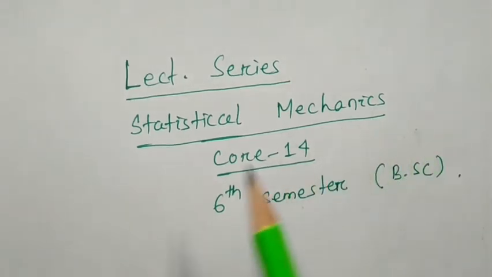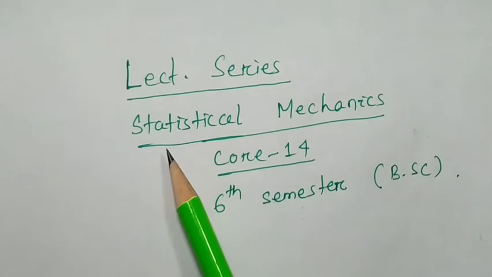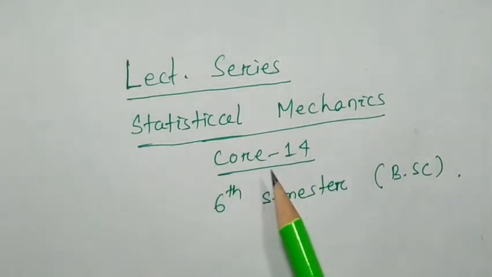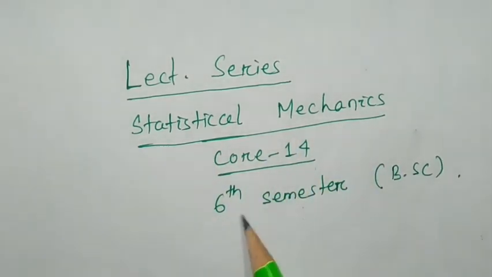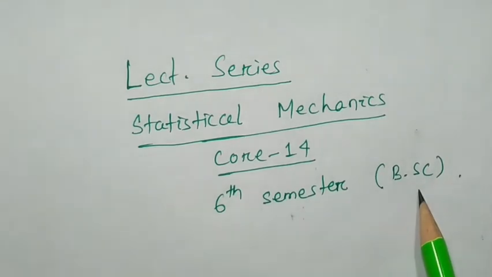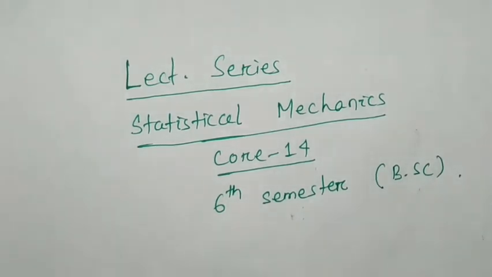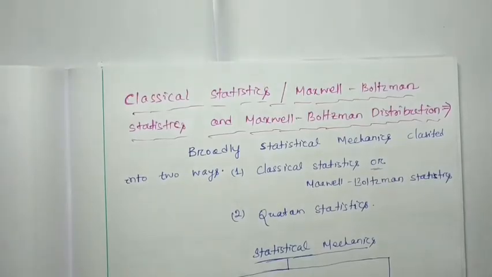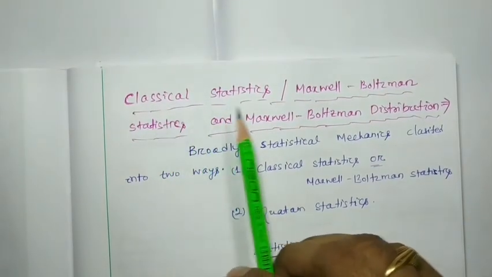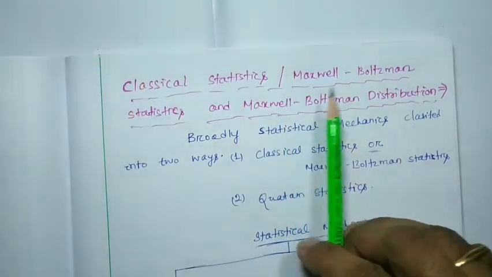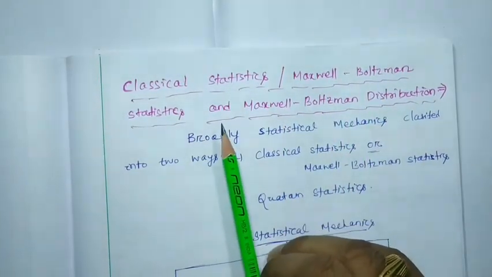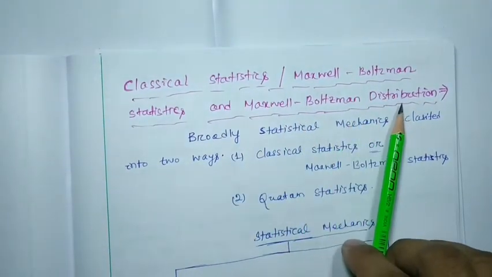Welcome to all in our lecture series on statistical mechanics, that is your core paper 14, belonging to the 6th semester BSc syllabus. Today in this class we are going to discuss classical statistics or Maxwell-Boltzmann statistics and Maxwell-Boltzmann distribution.